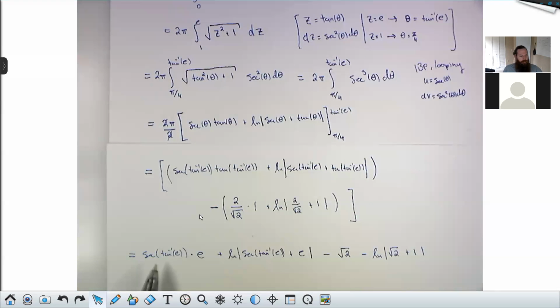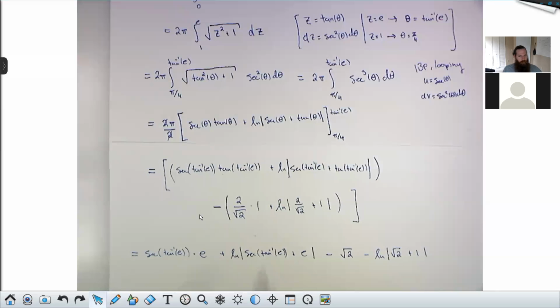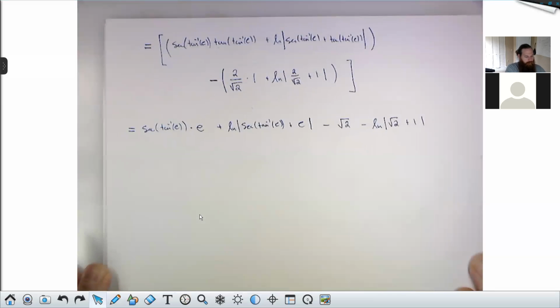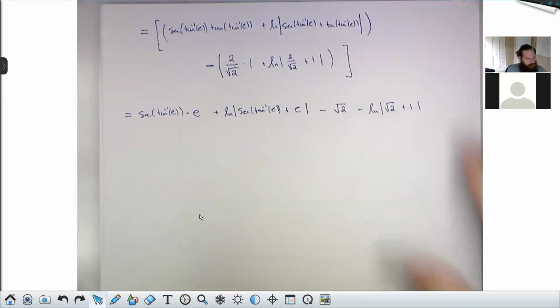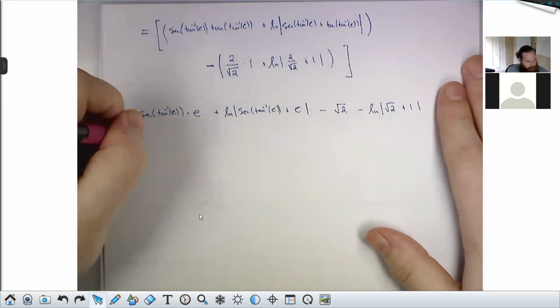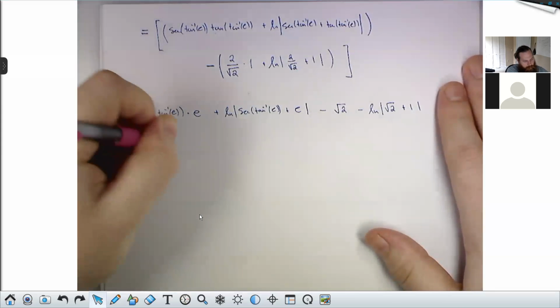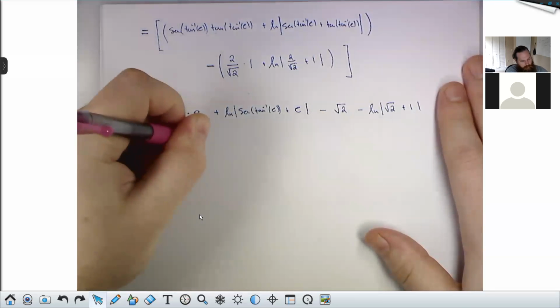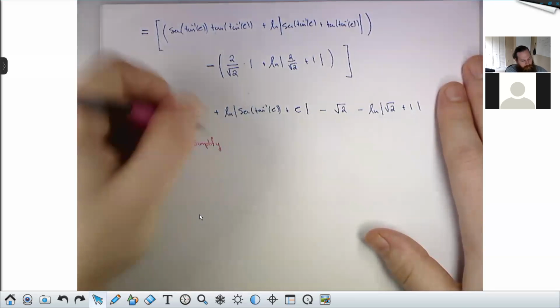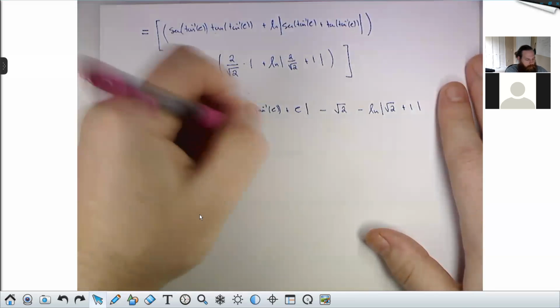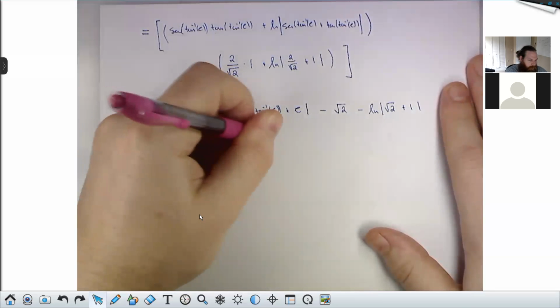In particular, I would like to know what this is. It shows up twice here. And the trick to doing that is to draw a little triangle. You're going to label this, and I want to simplify the secant of the inverse tangent of E.